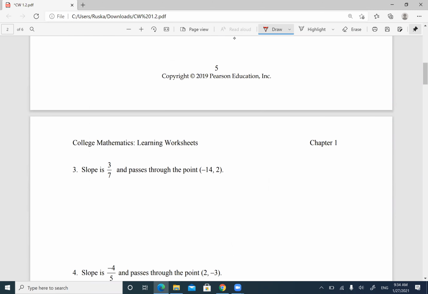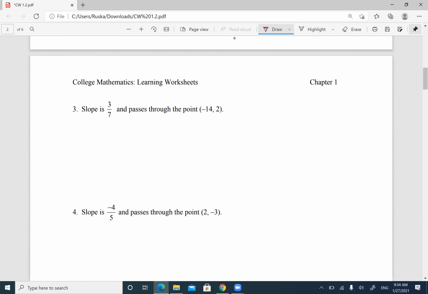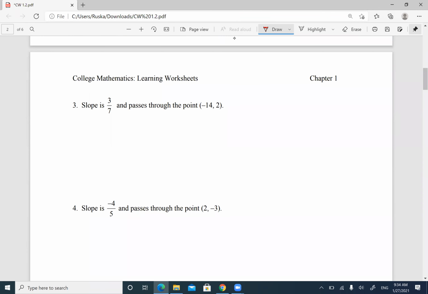Okay, so we're going to continue with the equations. The slope is given, and here they give me a different point. So this is not the y-intercept. This is just a point on the line. If it's just a point, the first number is always x, the second number is always y, right? And the slope is m. So this is my number for m, 3/7, and we have x and we have y.